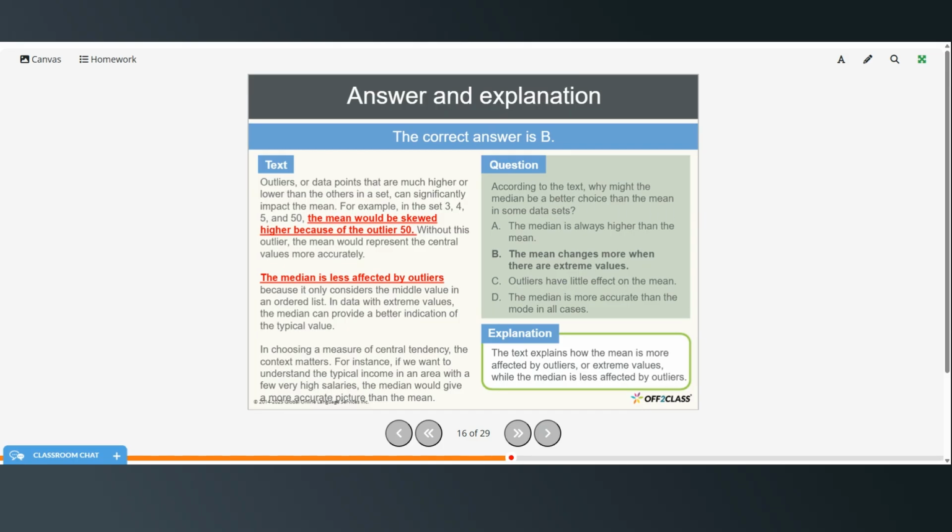Okay, the question, according to the text, why might the median be a better choice than the mean in some data sets? And the answer is B. The mean changes more when there are extreme values. And so the text explains how the mean is more affected by outliers or extreme values, while the median is less affected by outliers.